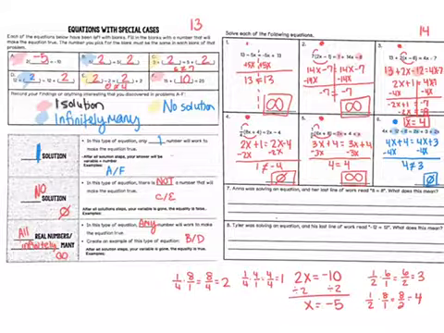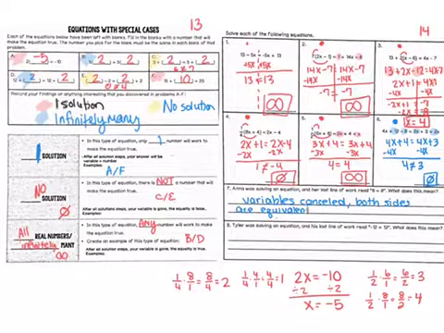All right, number 7, Anna was solving an equation. Her last line of work read 8 equals 8. What does this mean? It means that her variables canceled, and that both sides were equivalent, leaving us with infinitely many solutions.